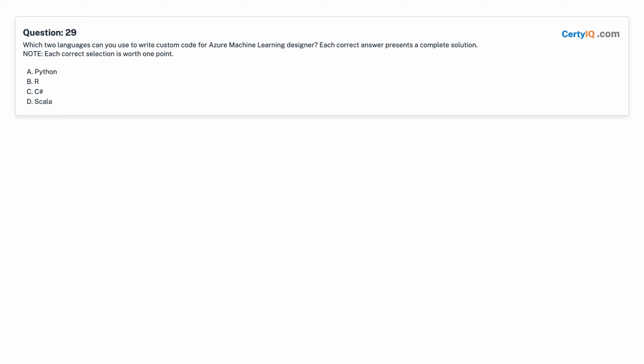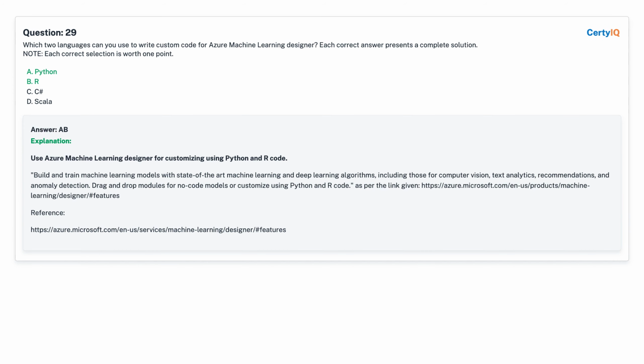Question 29. Which two languages can you use to write custom code for Azure Machine Learning Designer? Each correct answer presents a complete solution. Note: each correct selection is worth 1 point. A. Python. B. R. C. D. Scala. Answer is B. R.